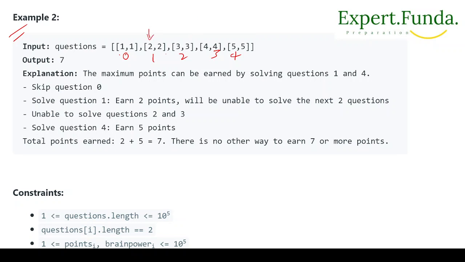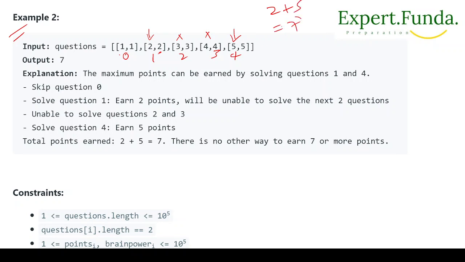And if he finds the question with 2 points, he has to skip 2, right? So from here he will not solve this one, and he will not solve this one, but he will solve this one, because there are 2 questions he has to skip. So now what does he have to do? He will consider this one. So 2 plus 5, it becomes 7.